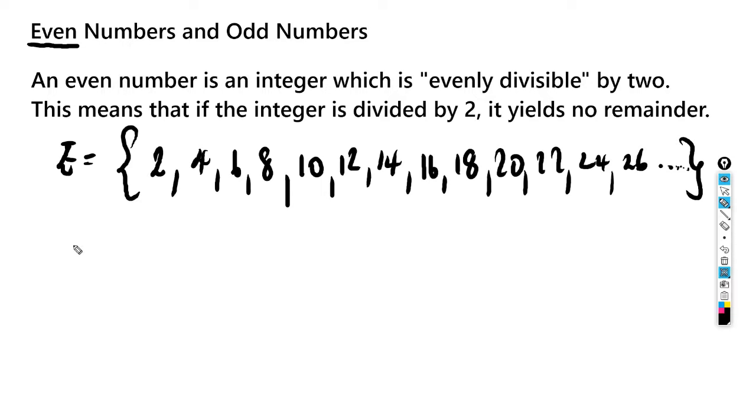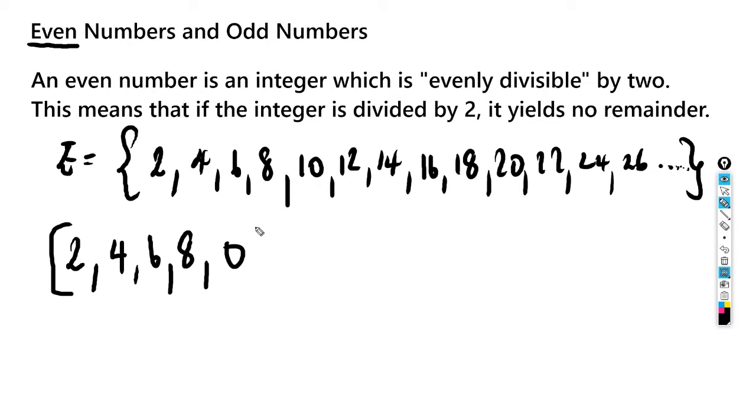Now, there's something pretty cool to note about even numbers. All even numbers end with 2, 4, 6, 8, and 0, okay? So any numbers that end with 2, 4, 6, 8, and 0 are actually even numbers. I'm going to give you some examples of this. Let's say you have 202. This is an even number.